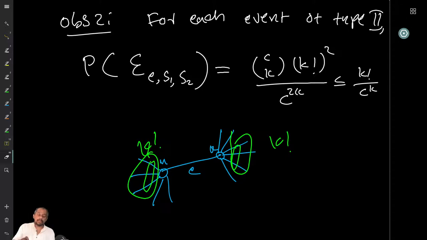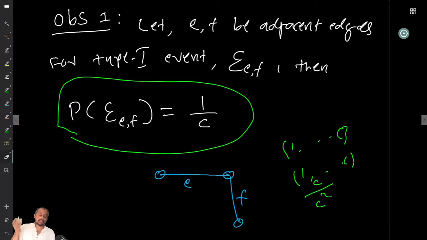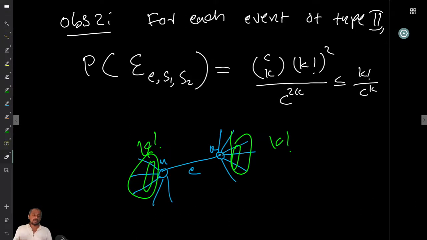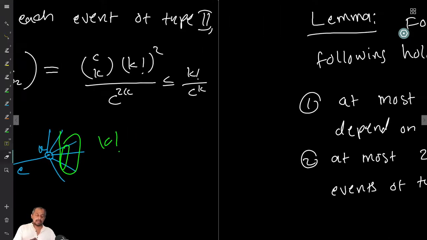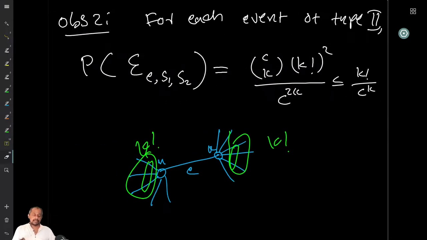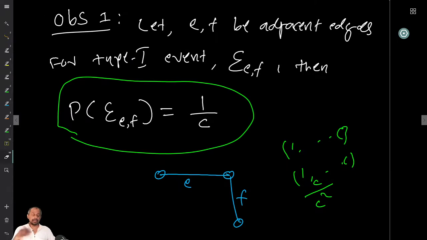Now, we got probabilities for type 1 events and type 2 events, right? So now what do we want? Now we want to find out the dependencies. Here is the trouble that we usually have. How do you find the dependencies for an event? Unless we know the structure of the graph, it will be very difficult to put an exact number on the events on which all these things depend. So usually the trick that we use is the following.